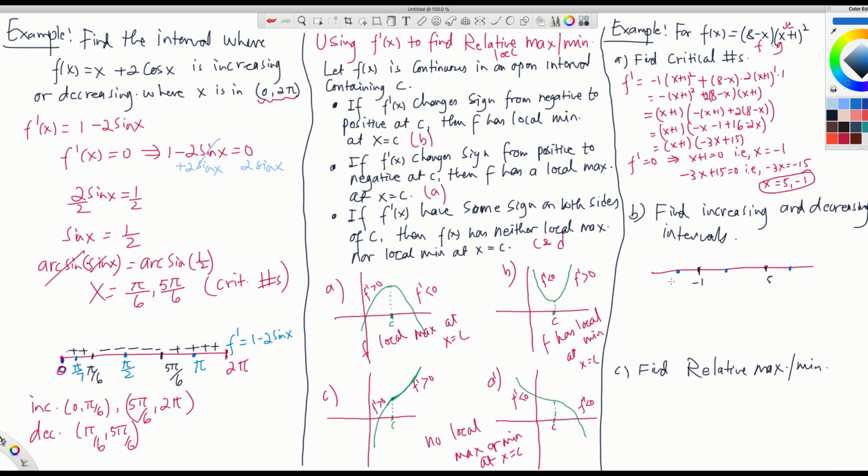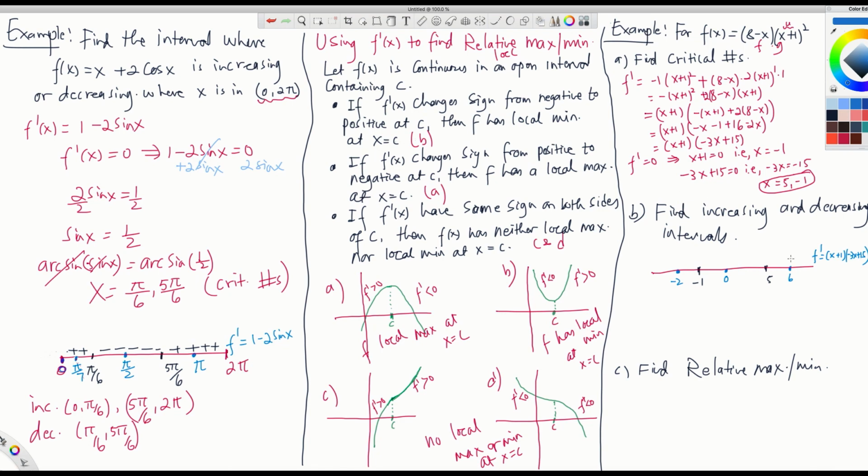Let me pick negative 2 as a test point, and I will plug it into f prime. What is f prime? F prime is (x plus 1) times (negative 3x plus 15), okay? And then I want to pick a test point here as 0, and a test point here as 6. Okay, let's plug in negative 2.